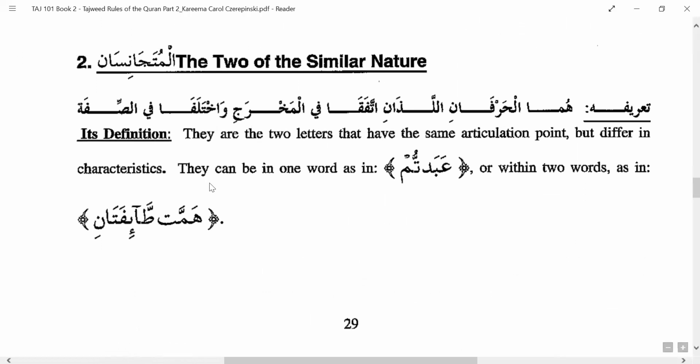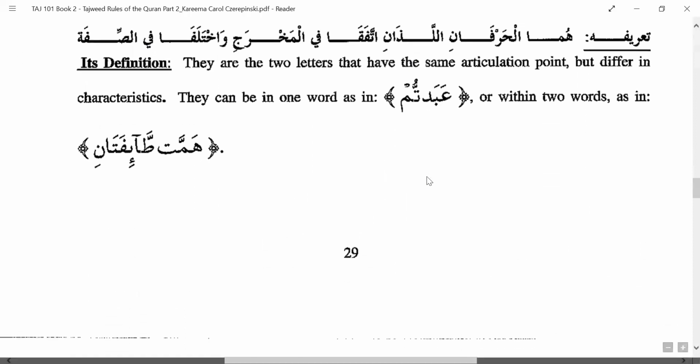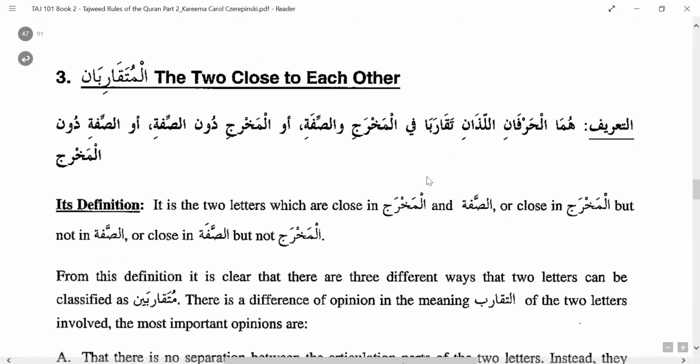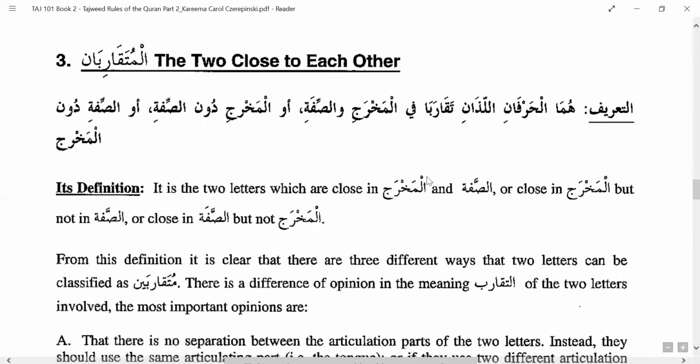Of similar nature is mutajanisan. You can know from the word jins, jim, noon, sin, jins. The same jins means they have the same makhraj. Their jins is the same, origin is the same, but sifat will differ. Like for example, dal and ta, they have the same makhraj. For this, you will have to go back to your makhraj lessons to understand and identify which alphabets have the same makhraj. And over time, inshallah, you will remember it.